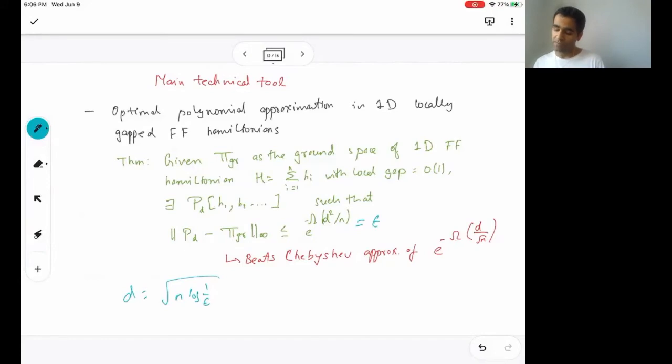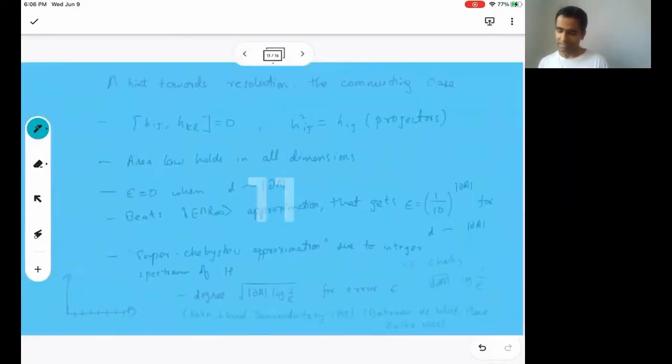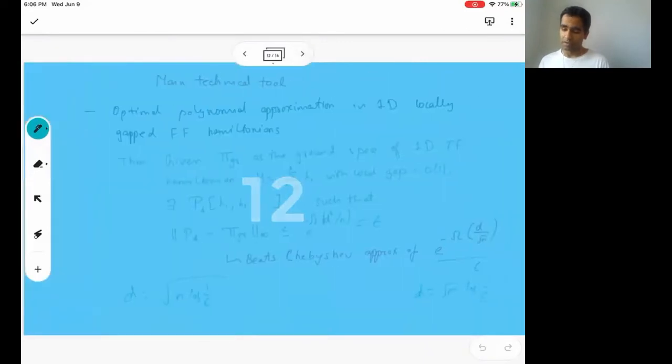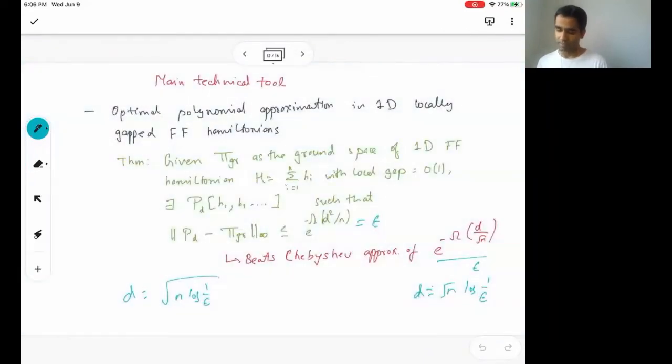Versus the Chebyshev, which would be achieving this factor, which for error epsilon would be root n log 1 over epsilon on the outside. So this difference, as I already hinted in the previous slide, which seems to be crucial for explaining why the commuting case holds, is also what we can obtain for 1D frustration-free Hamiltonians. So this is the result in one dimension. This is, I guess, the main technical result.